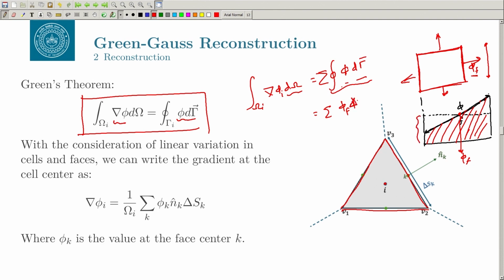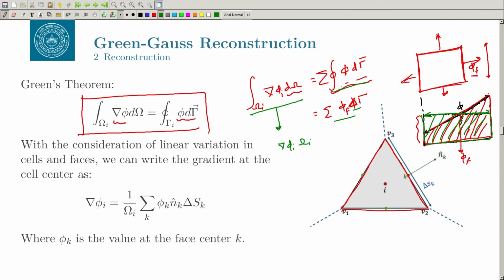basically delta gamma. What I am trying to do is that the area under this curve, because of the linear variation, is equal to the area you get by just taking this region. So, if the variation is linear, the integral quantity can be written as the value at the face center multiplied by the size of the face, the length of the face. This is what I have done here. Similarly, because the variables are varying linearly in the cell also, this can also be written as delta phi I omega I.